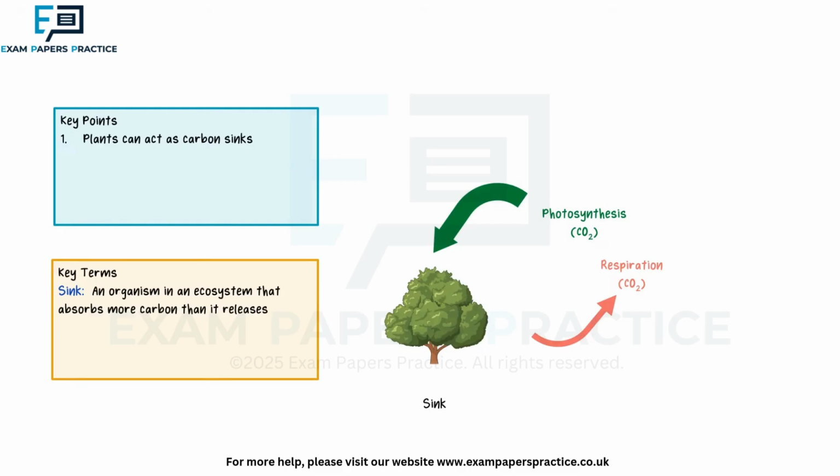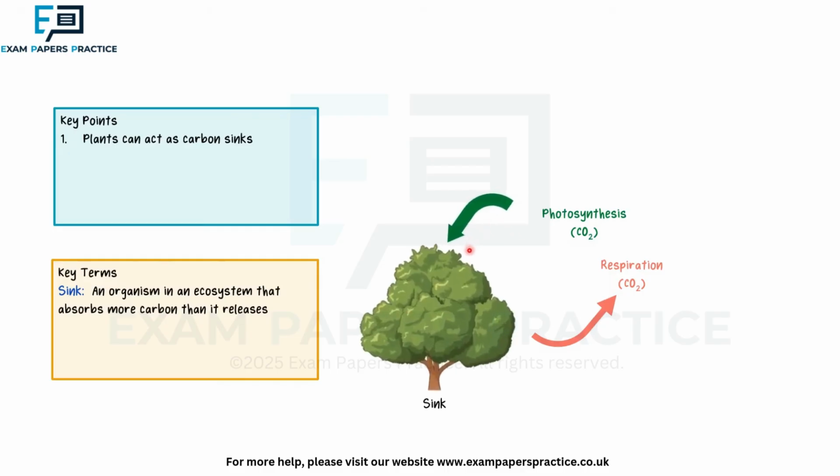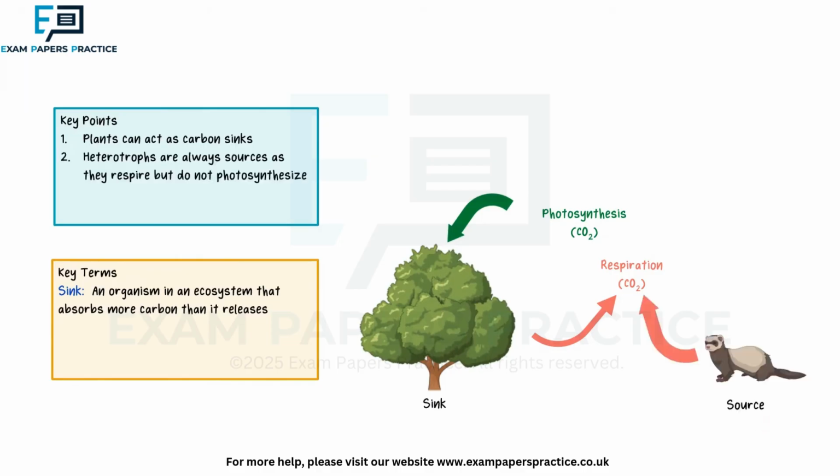Plants often absorb more carbon through photosynthesis than they release through respiration. A sink is an organism in an ecosystem that absorbs more carbon than it releases. Plants act as a sink when more carbon dioxide is stored than released. When plants grow and build tissues, carbon dioxide is removed from the atmosphere. As plants reach maturity and their growth slows, their net absorption of carbon dioxide decreases. Additionally, heterotrophs, which rely on consuming organic matter, are always sources of carbon dioxide, as they respire and do not photosynthesize. A source is an organism that releases more carbon dioxide than it absorbs.